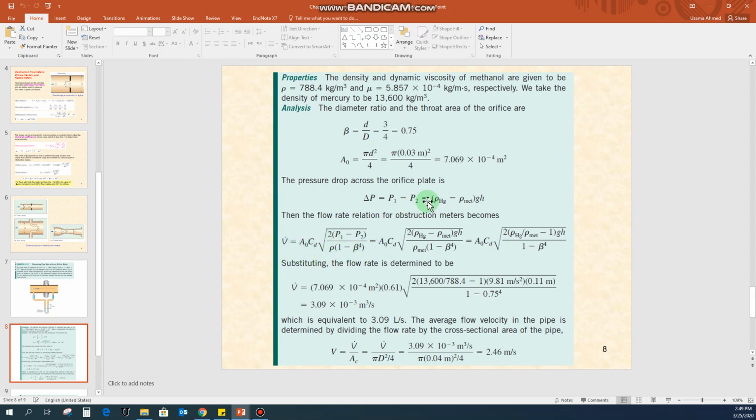In terms of delta P, you can use this equation for the manometer. Density here represents the density of the fluid in the pipeline, which is methanol, multiplied by 1 minus beta to the power 4, where beta is the ratio of the diameter of the orifice to the diameter of the pipeline. You can simply plug in the values given in the question, and the volumetric flow rate comes out to be 3.09 times 10 raised to the power minus 3 meter cube per second.